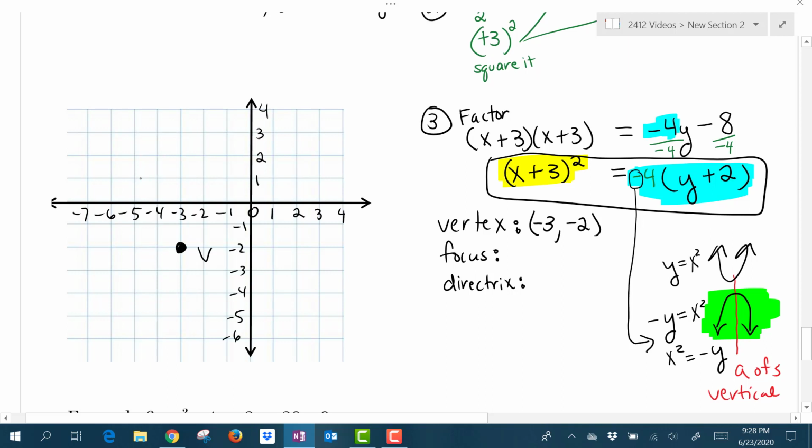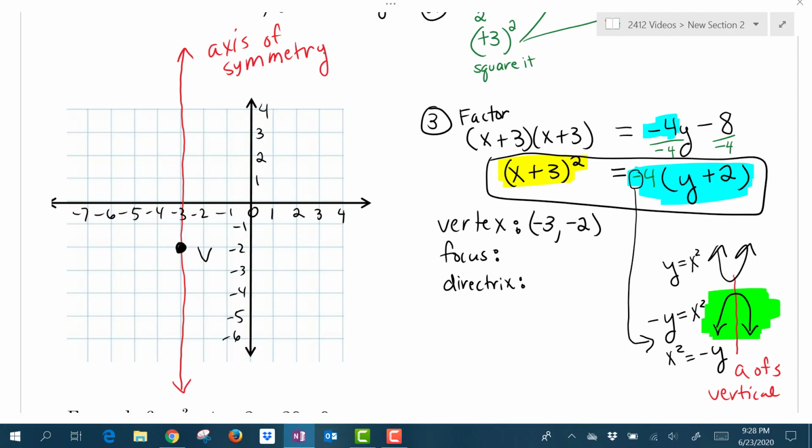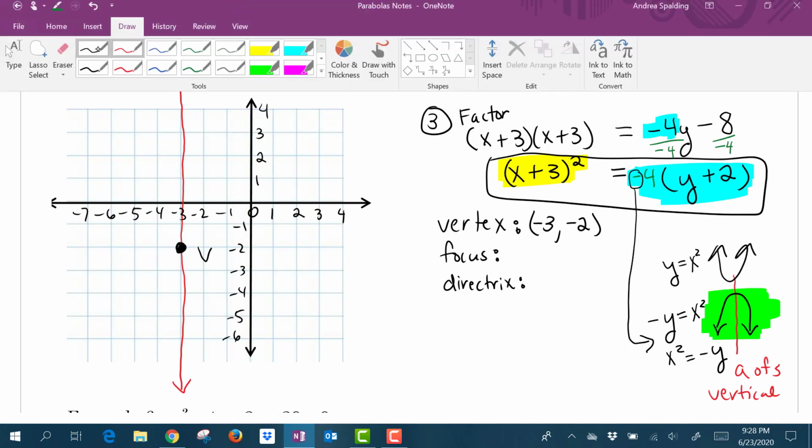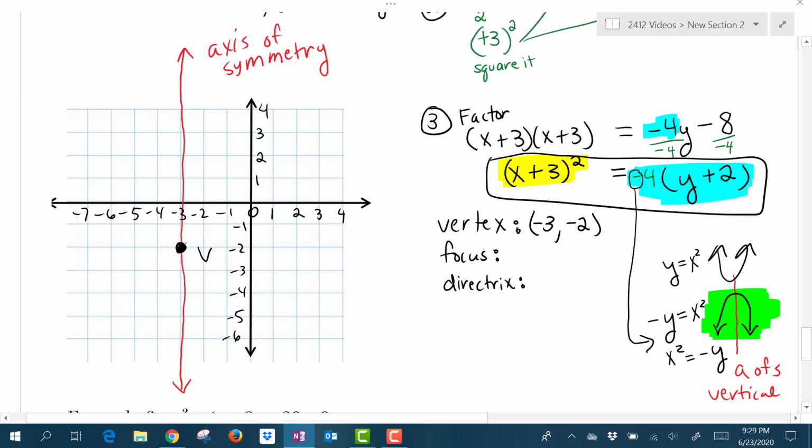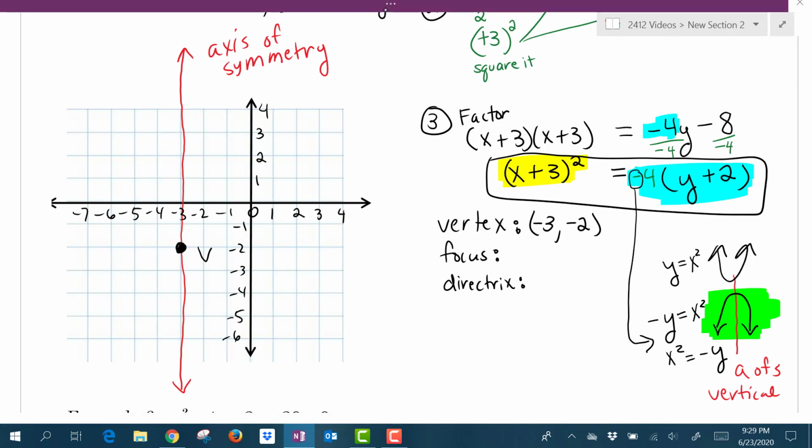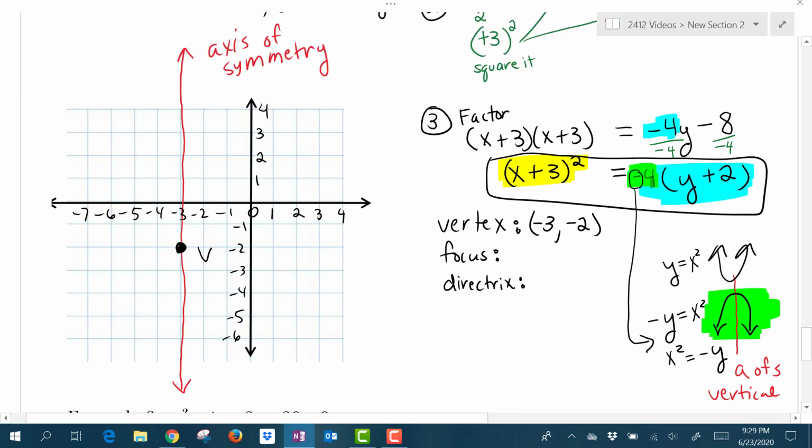Okay, so since I know my axis of symmetry is vertical, I'm going to draw a vertical line going up and down. And remember that on this line, we have the vertex and the focus. Alright. Where is our focus? To figure out the focus, we would need to know the distance of A, right? We need to know the A value. The number in front of that parentheses is our focal width. That's the negative 4. Remember, that is the 4A.